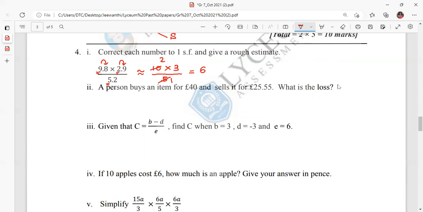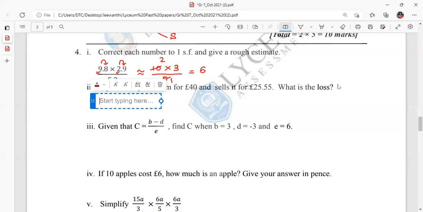A person buys an item for 40 pounds and sells it for 25.55. What is the loss? Very simple question, children. He bought it for 40 and sold it for 25.55. So you want to find the loss. How do you find the loss? Normally it is the selling price minus the purchasing price.